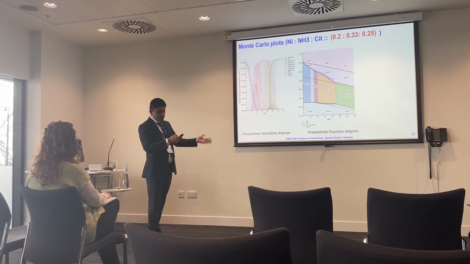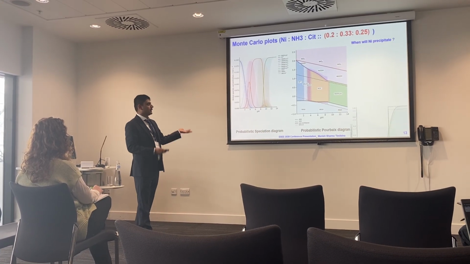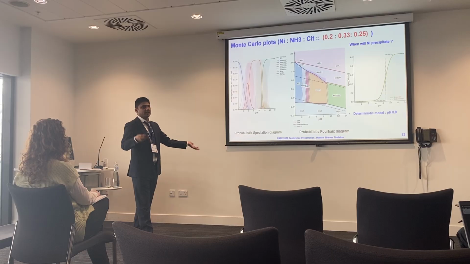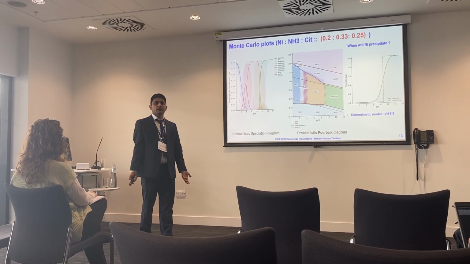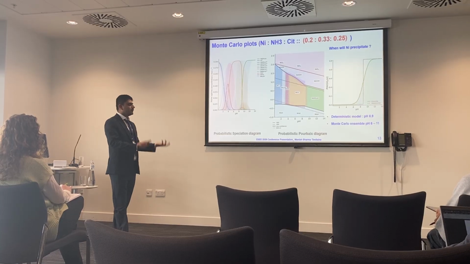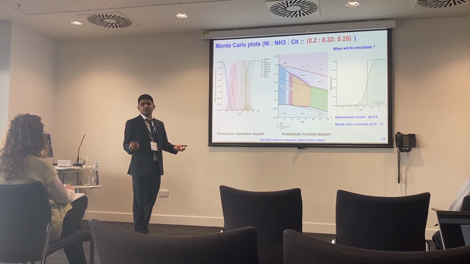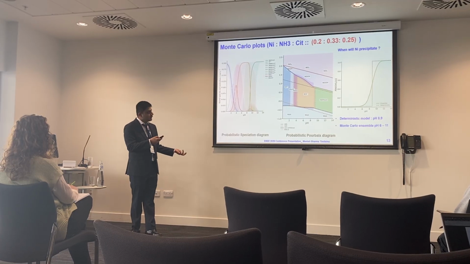And we have different confidence intervals at different regions. So when will nickel precipitate? Instead of saying that nickel will precipitate at a certain pH like 8.9, which is a deterministic way of saying it, we can rather say, through the Monte Carlo technique, that nickel will precipitate from pH 6 to 11, depending on the thermodynamic values that we use.